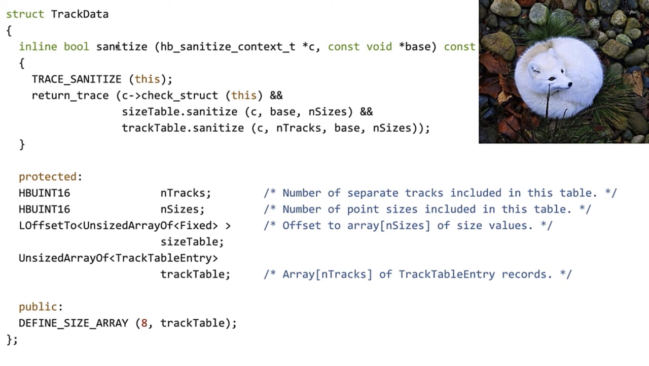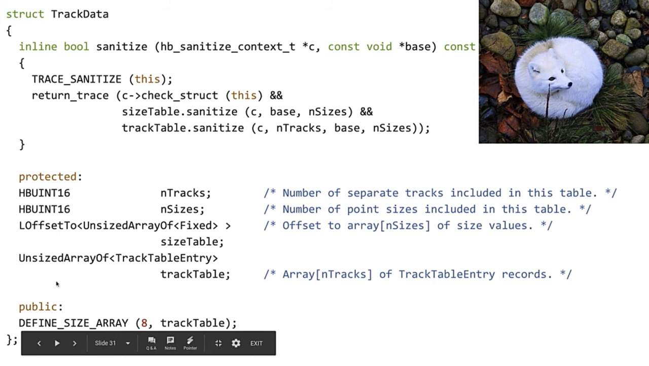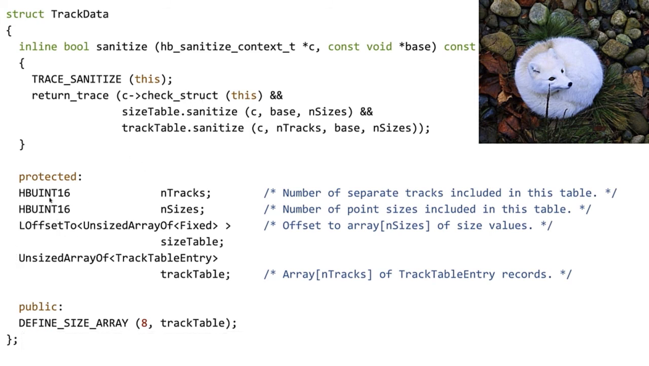This up here is sanitize, the method we call to verify that font data is correct. It basically says, well, first make sure we can access all of these members, i.e. the table size is not too short for all these. Then we want to sanitize the size table. So we just sanitize it, and we have to give it the base. The base is where the offset is relative from.